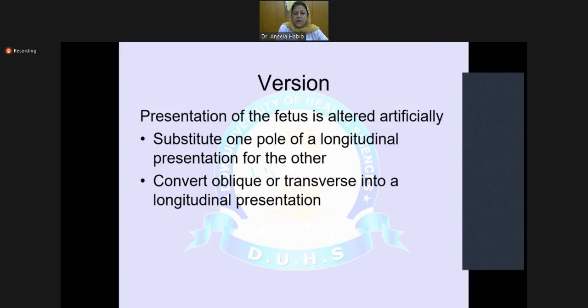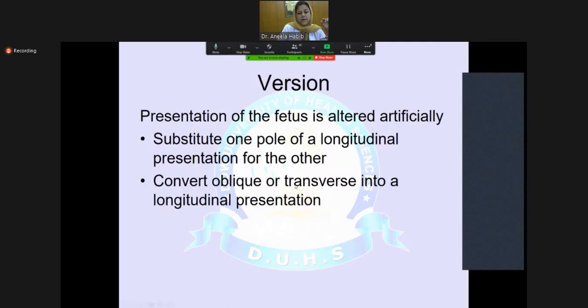External cephalic version is done when the baby is at 37 weeks of gestation, and you need to do a rotation of the baby by pulling the buttocks up, and now you are gently rotating the baby and putting the baby's head down into the pelvis and the buttocks up. This is a substitute of one pole of the longitudinal presentation for the other. Convert the oblique or the transverse. Transverse, like this is a transverse line. You are holding the baby and you are rotating the baby with two of your hands, and you are pulling the baby's head down and the buttocks up.